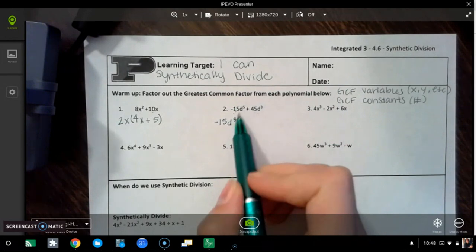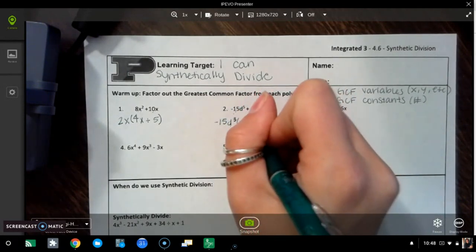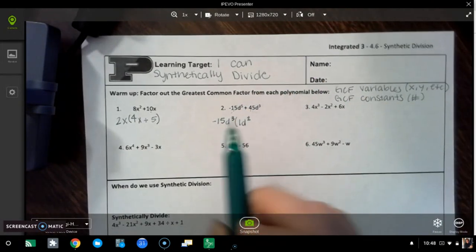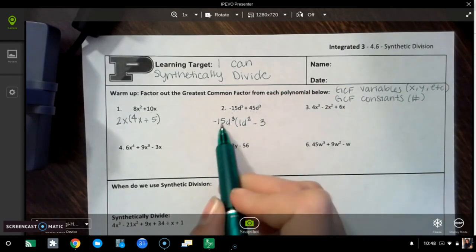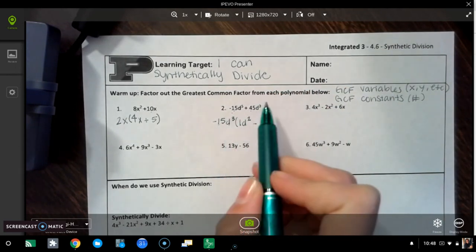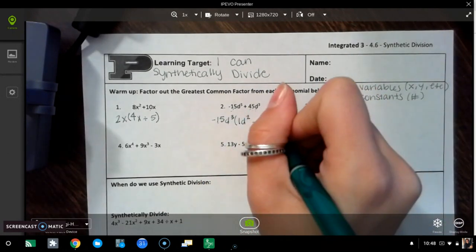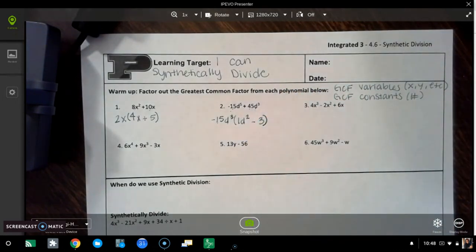And then d to the 5th divided by d cubed. Remember, we just subtract our exponents. So we're going to get d squared. 45 divided by negative 15 is going to give me negative 3, because negative 3 times negative 15 is going to give me a positive 45. D cubed divided by d cubed, that doesn't give me anything, so it's just technically times 1, so I'm not going to write it.